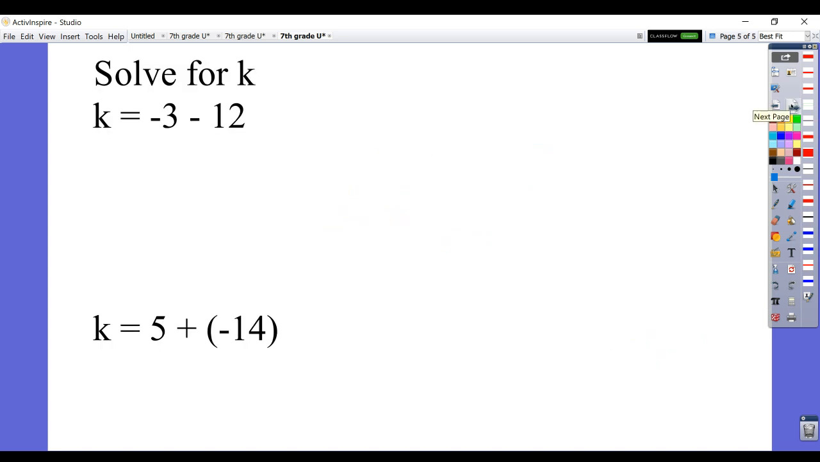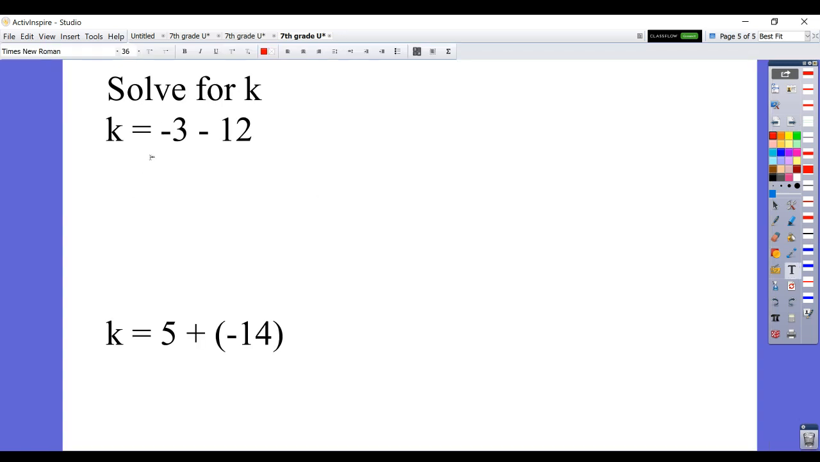All right, then you're going to be asked to solve for k. Again, this looks like algebra, but it really isn't because the variable is by itself. So it's just a matter of knowing how to work with the integers. So for the first one, you have subtraction. So you're going to do your keep change. You're going to keep your -3. You're going to change your subtraction to adding, and you're going to change your 12, which was positive, to a -12. So you now have it rewritten, -3 plus -12, which of course is -15.